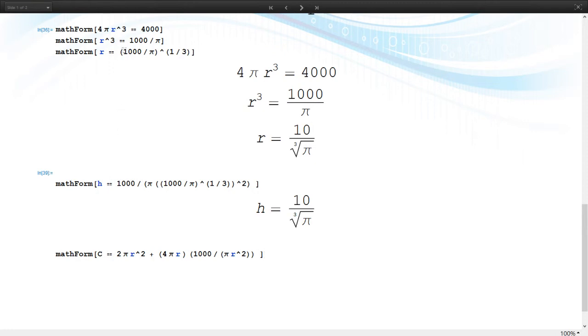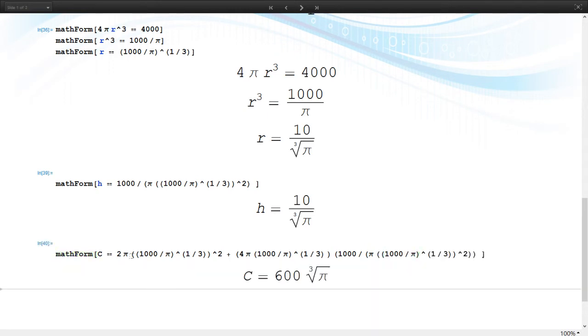So we take our R value, plug it in here, and here, and here. So this is the cost of the can. That seems like a fairly expensive can.